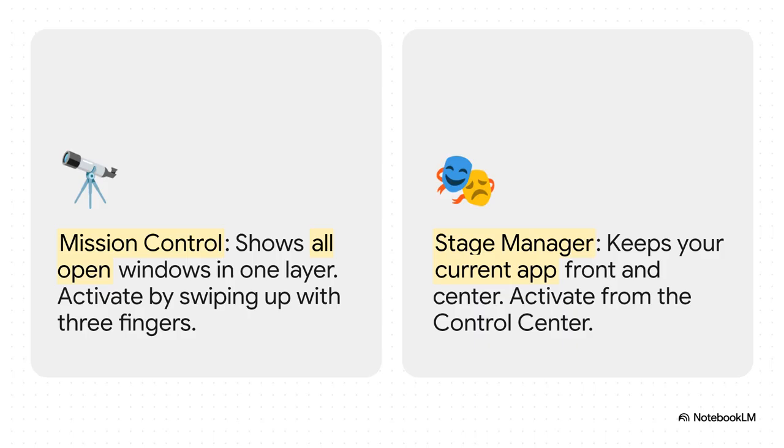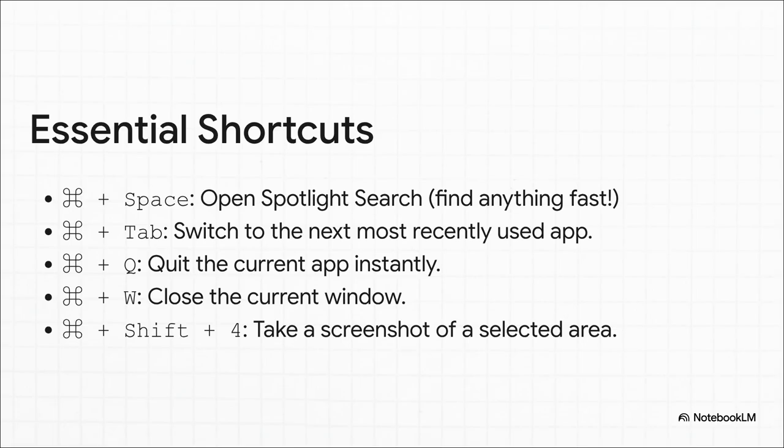It keeps your main app front and center and just neatly tucks your other apps to the side. And of course, no power user can live without keyboard shortcuts. If you only learn 5, learn these 5. Command space to open Spotlight is basically the master key to your entire computer. It finds files, launches apps, gets answers. It's amazing. And Command Tab for switching between your apps will completely change how you work. Getting your hands off the mouse and onto the keyboard is how you really start to fly.